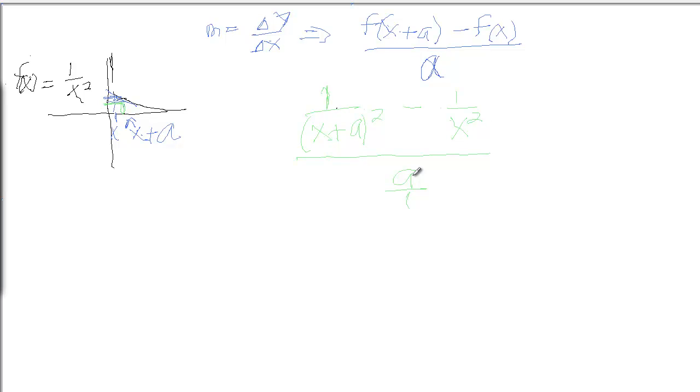So as I do my LCM, you see that my LCM is going to be the x plus a squared, so that of course is x squared plus twice ax plus a squared, and that's going to be being multiplied by x squared.